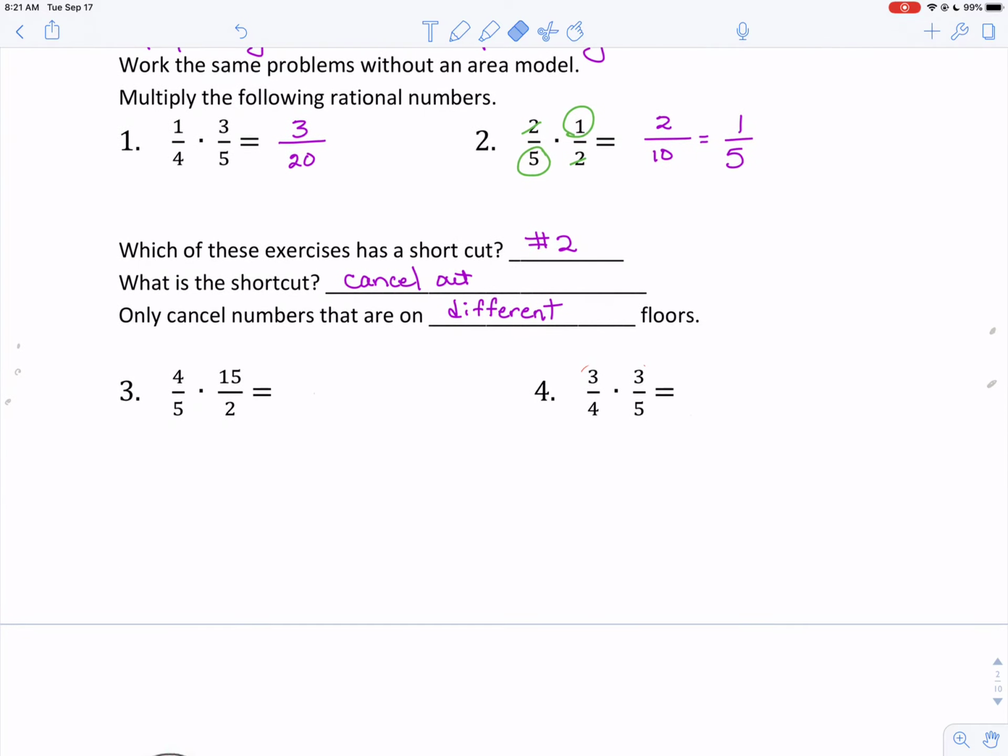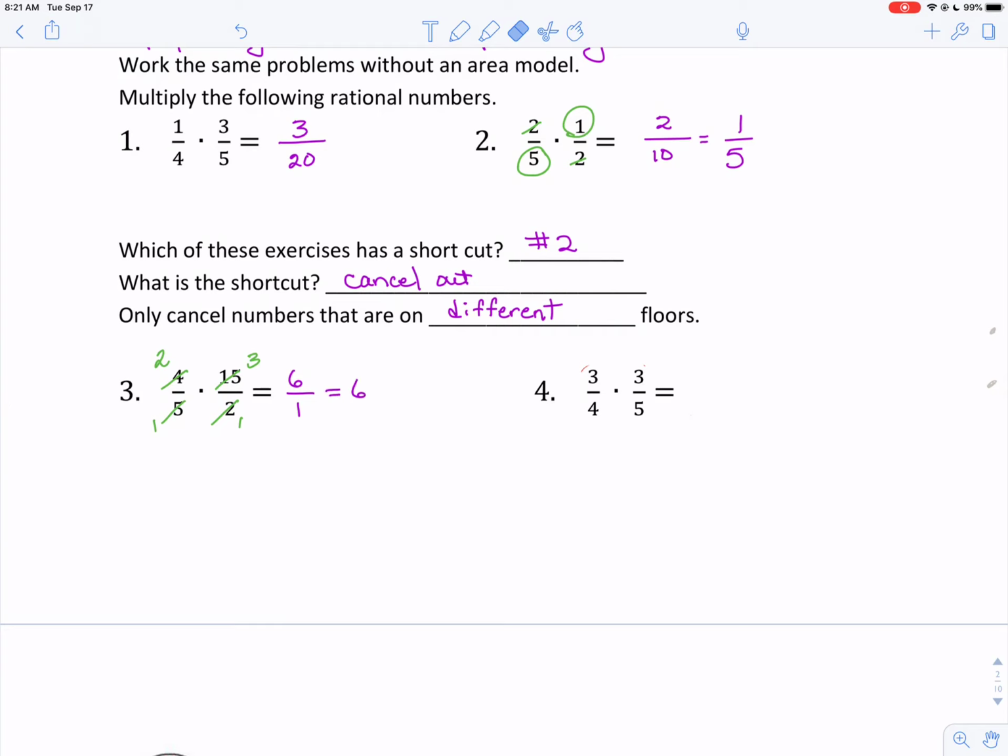Let's look at number 3. I'm going to do some canceling first. So I'm going to cancel 5 into 15 goes 3 times. Some teachers like to have a 1 on the bottom, so as a teacher you'll have to decide if you want your students to do that. 2 goes into 4 2 times. You could say 2 goes into 2 1 time. So the answer will be 6/1, which reduces to 6.